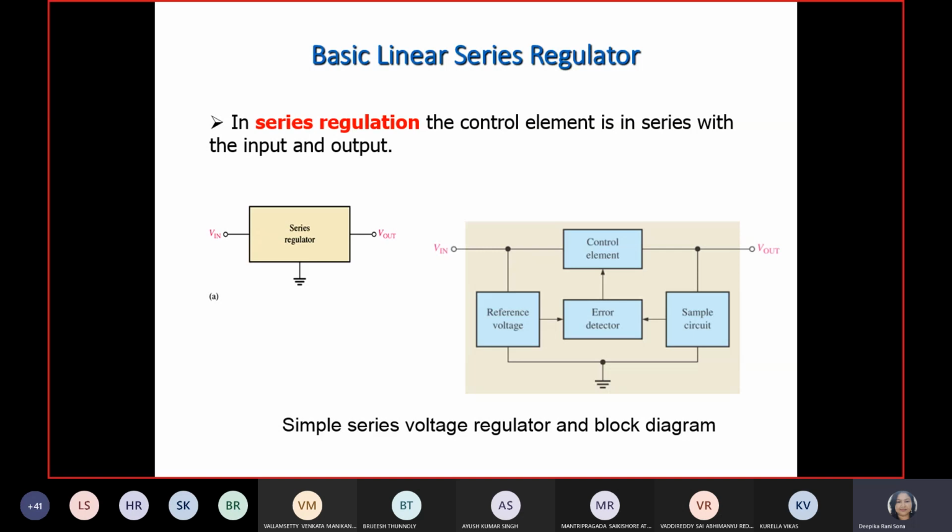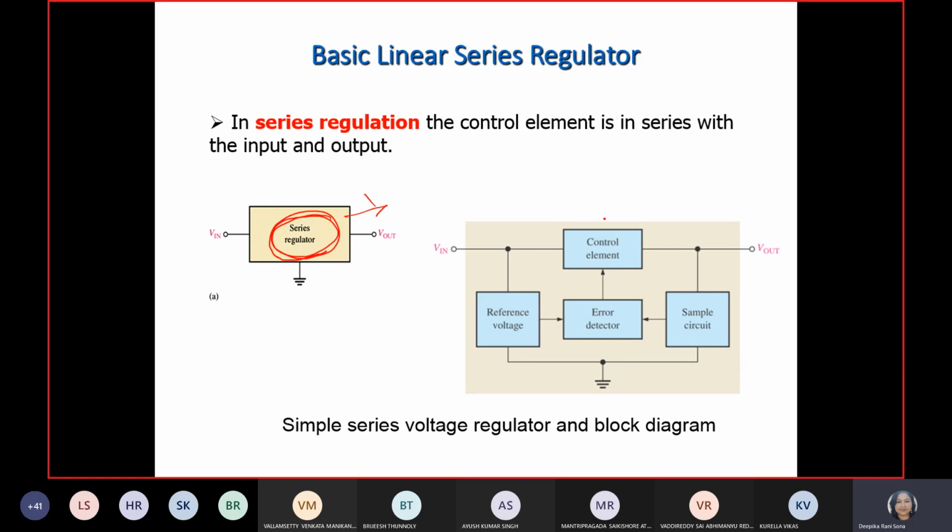So this is the basic block diagram for the series regulator. What will the series regulator do? It is in series with the applied input voltage. Generally, the circuit parts we are going to use in between in this series regulator will function to generate the output voltage. Now let's see the internal circuitry block diagram of this series regulator.